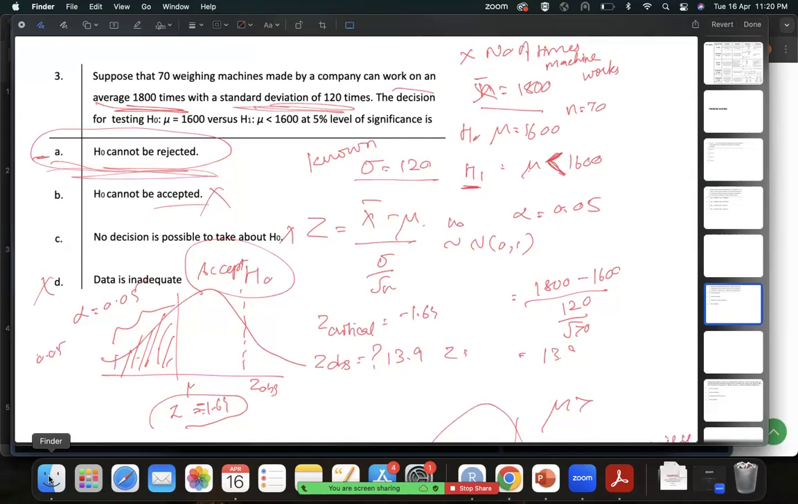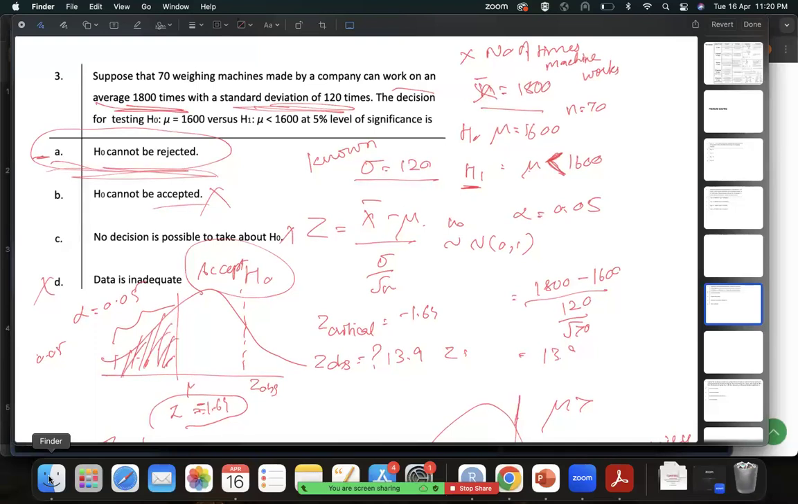In this case also the Z observed is still greater, because 13.9 is greater than Z critical, even if we get the value of Z critical in positive. So again we have the option that H naught can't be rejected. But you should not look at it like that. It doesn't necessarily mean that if Z observed is greater than Z critical, you accept H naught. It depends on your shaded area of interest.